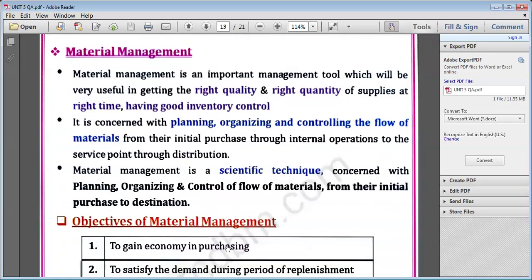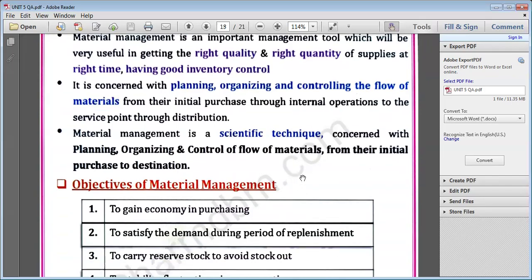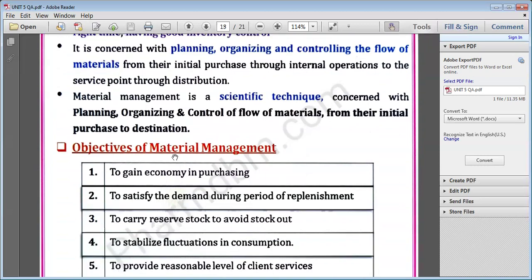And coming to the material management, it is nothing but the right quality, right quantity of the supplies at the right time, and having good integrity and good inventory control. So there should be proper planning, organization, and controlling of the flow of the materials, internal operations, initial purchase, and the service point of the distribution.